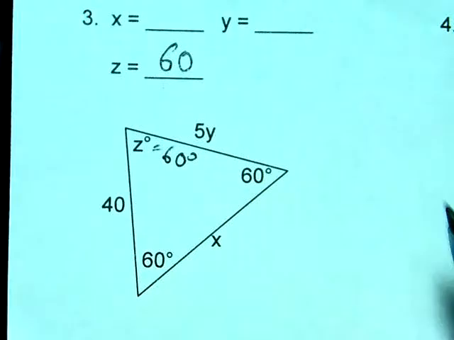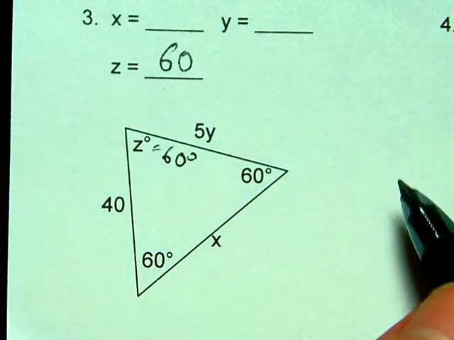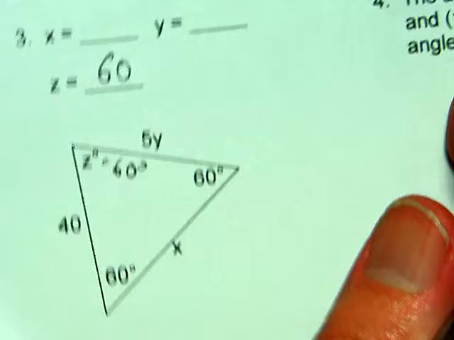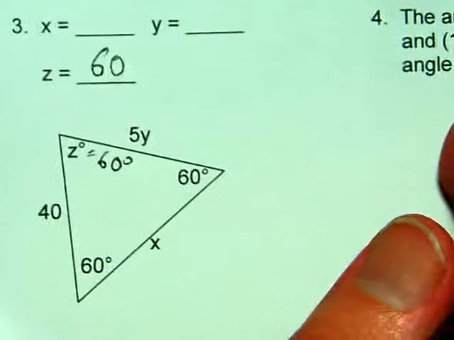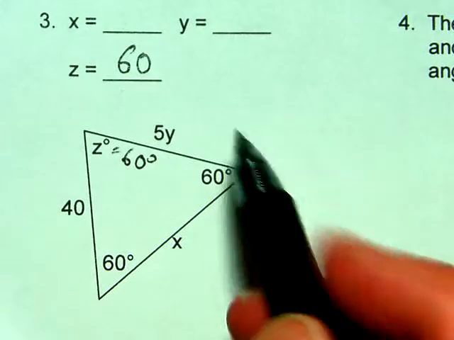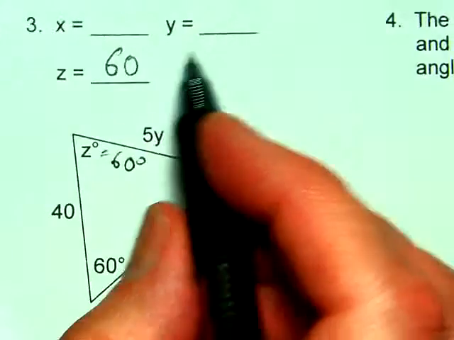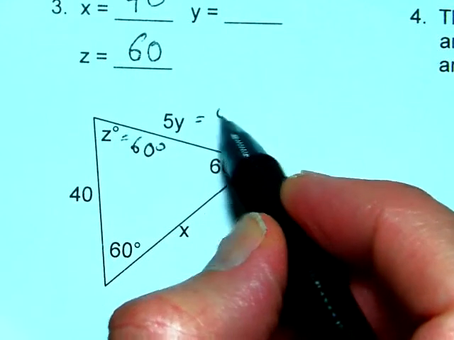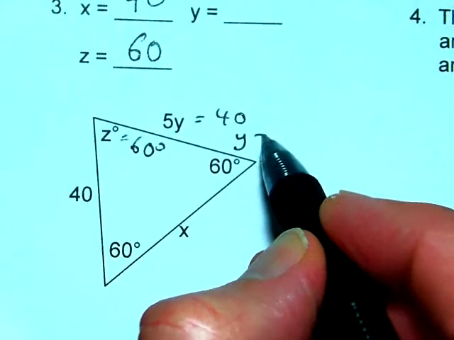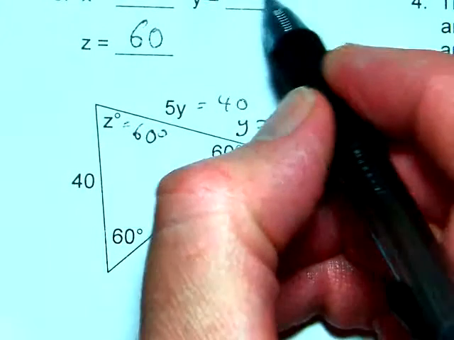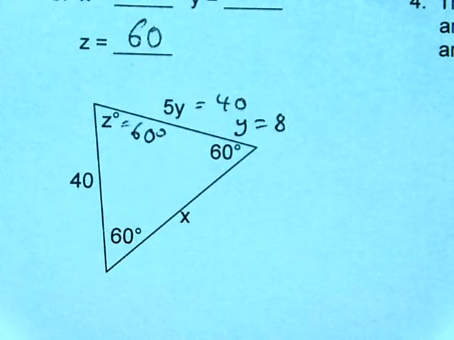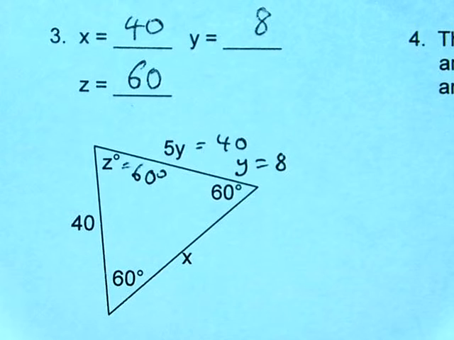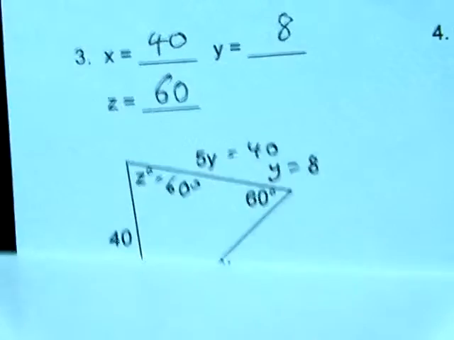So z is 60, and now you know you've got an equilateral triangle, which means all three sides are equal in length. So x must equal 40, so we can put 40 in there, and 5y must also equal 40, which means that y is equal to 8. So once you recognize that this is an equilateral triangle, the rest of that problem falls pretty quickly.